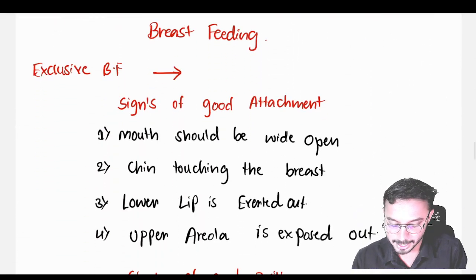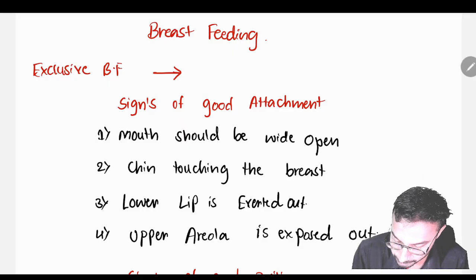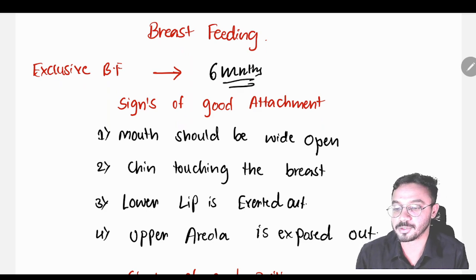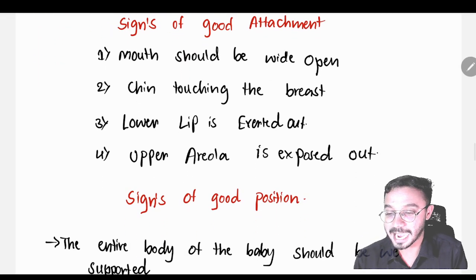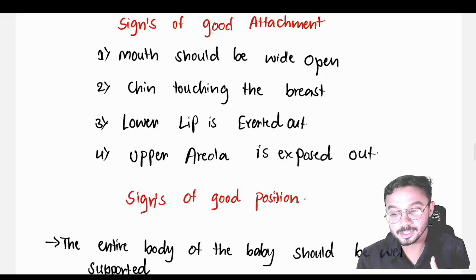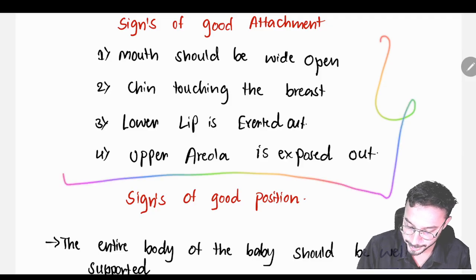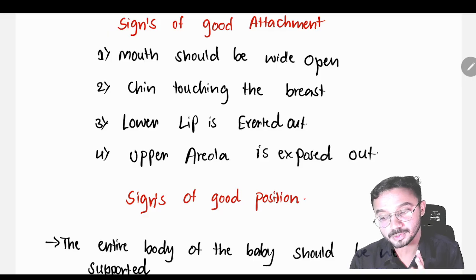And exclusive breastfeeding should be done for 6 months. So nothing else should be given to the baby. What about the signs of good attachment? This is very, very important. A lot of questions have been asked from these 4 points, so I will explain each and every point. Like breastfeeding, we should know each and every topic.